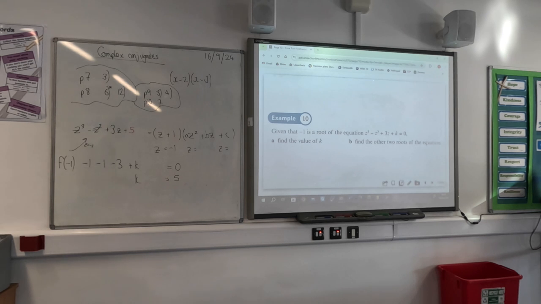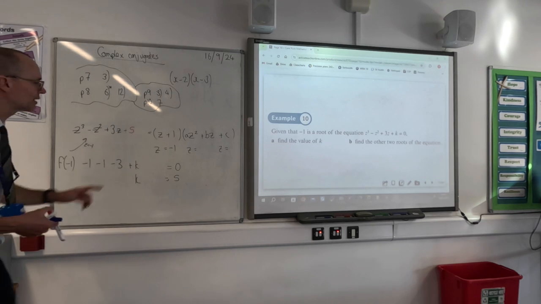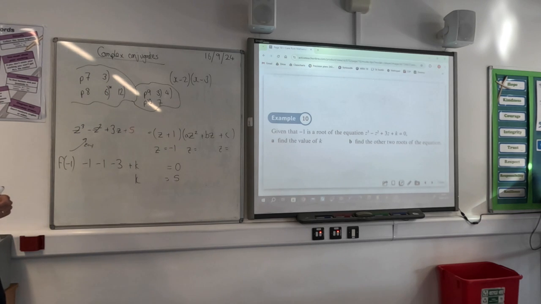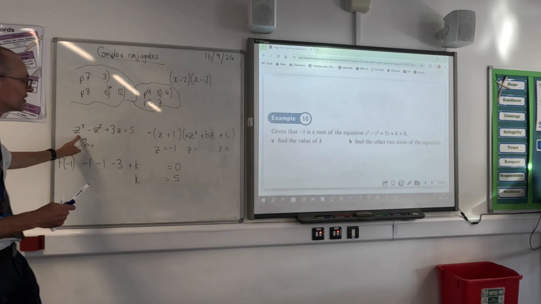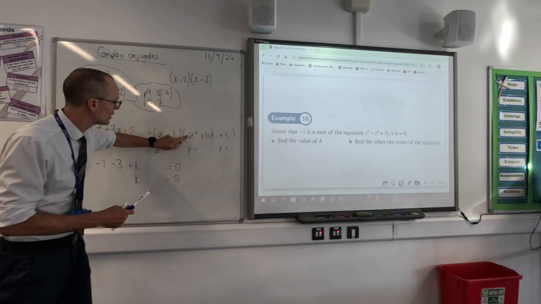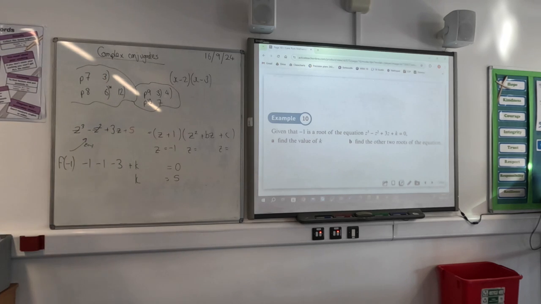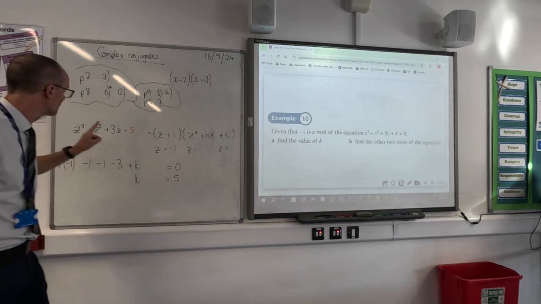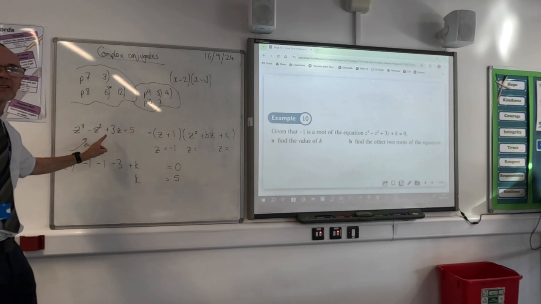Can you tell me what A would have to be, so that when I multiplied this out, I got this as the answer? A is 1, yeah, because we've just got 1 z cubed, so A is just going to be 1. That's nice and easy, isn't it? And Frank, what would C have to be, so that this multiplied out would give me 5? Yeah.